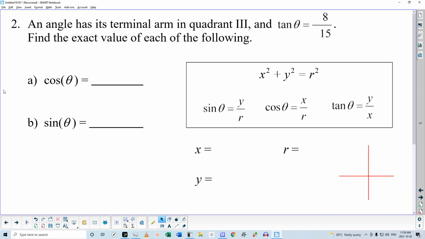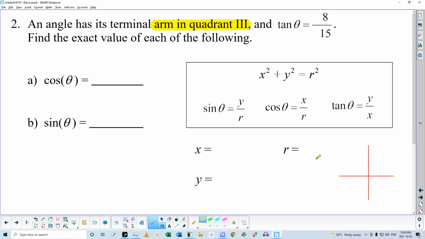Take a look at question 2. You're asked to find the cosine of a rotation angle and the sine of a rotation angle. And in this case, you're not given the coordinates of the point. What you're given instead is the tangent ratio. You're told the tangent of the rotation angle is the ratio of 8 over 15. And you are told that the terminal arm of that rotation angle lies in quadrant 3. That's not an unimportant piece of information. That's an important piece of information to know.